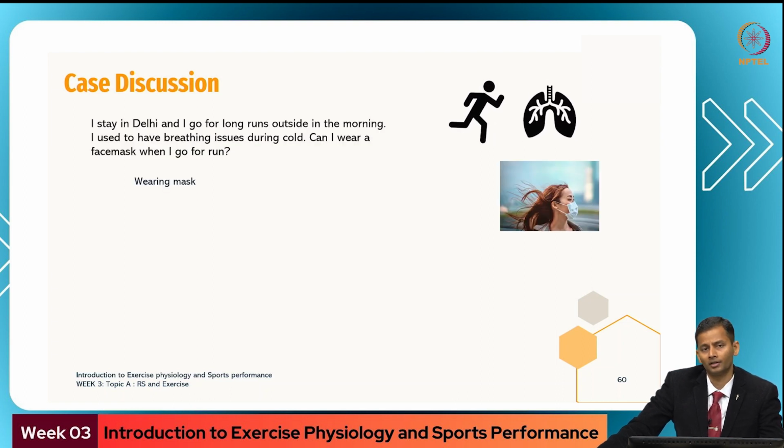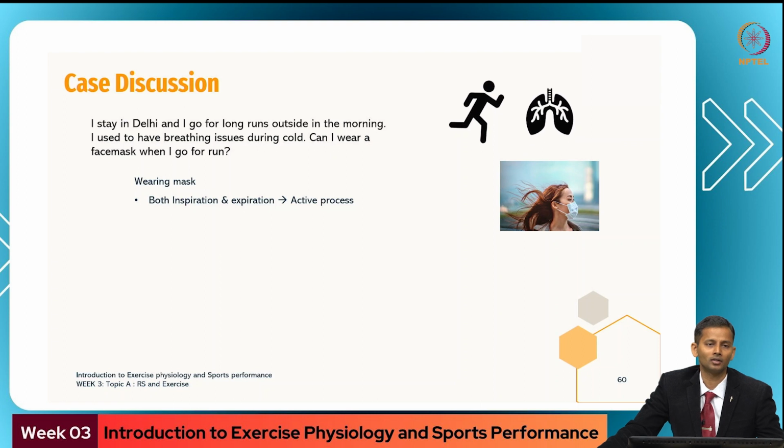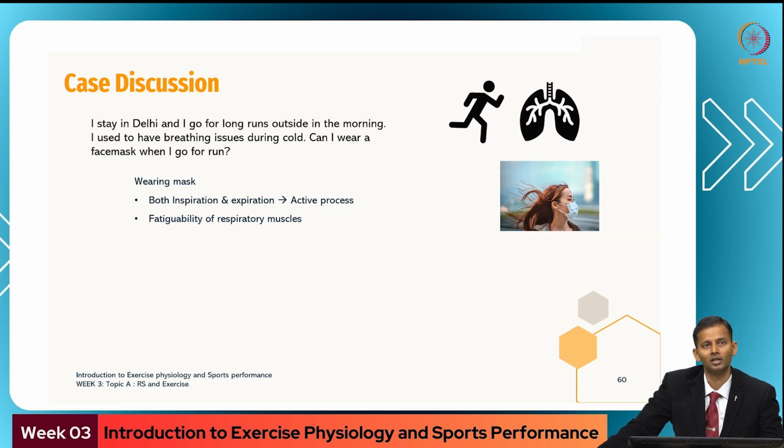Subsequently, the individual also asks whether I could wear a mask or not. So wearing a mask, what happens? It will definitely be a layer between your nose and the atmosphere. So that is going to cause an additional increase in airflow resistance. So both inspiration as well as expiration become an active process with the contribution of the respiratory muscles. There may be an increased chance of fatigability of the expiratory muscles because of the additional resistance offered by the mask that is being worn.